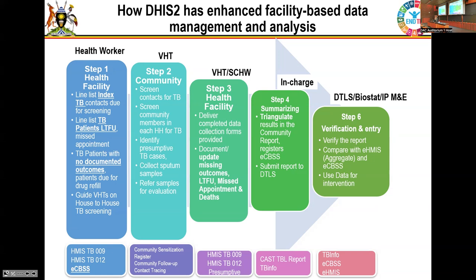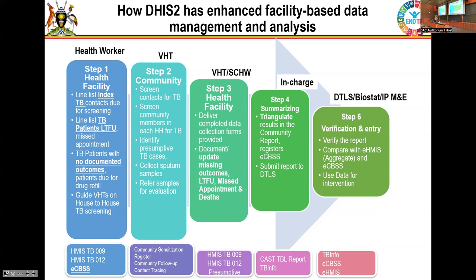And what kind of system do you use to capture this information? Once they get to the health facility, there is a level of triangulation between what has been captured in the community vis-a-vis what is in the health facility, both registers and the system at the health facility. And then they submit the information to the district for use. So you can see the last step is the district TB and leprosy supervisors, the biostatisticians, and the M&E focal persons who verify the report.